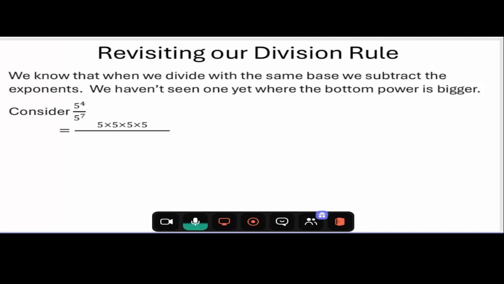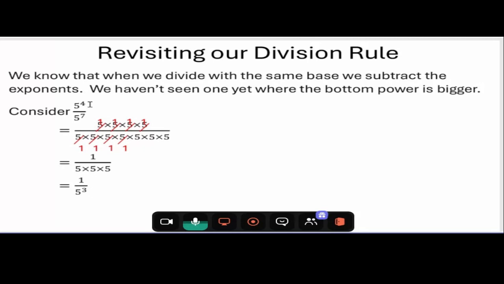So 5 to the 4th on the top is 5 times 5 times 5 times 5. 5 to the 7th on the bottom is 7 5s. This is feeling familiar. A bunch of those 5s cancel out, leaving behind 3 5s, this time on the bottom. So the top is just 1, 1 times 1 times 1 times 1. The bottom is 5 times 5 times 5, which is 5 cubed. So we see that just like before, we subtract, but if the exponent on the bottom is bigger, one way to think about it is that you still subtract, but your answer goes on the bottom instead of the top.